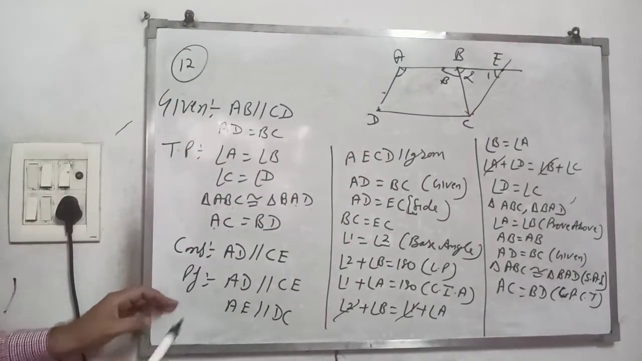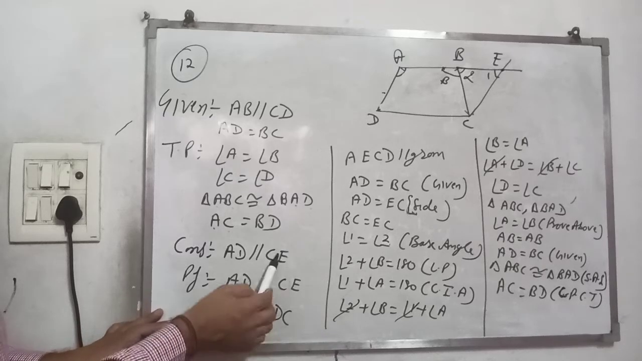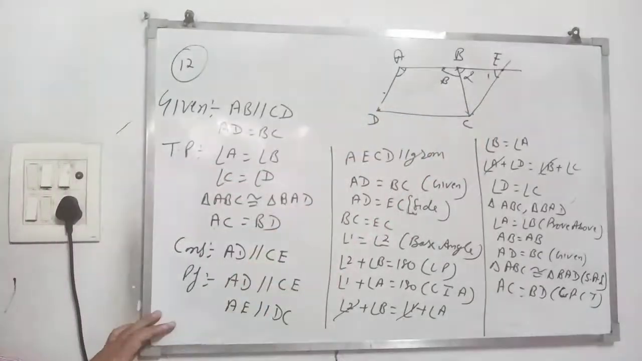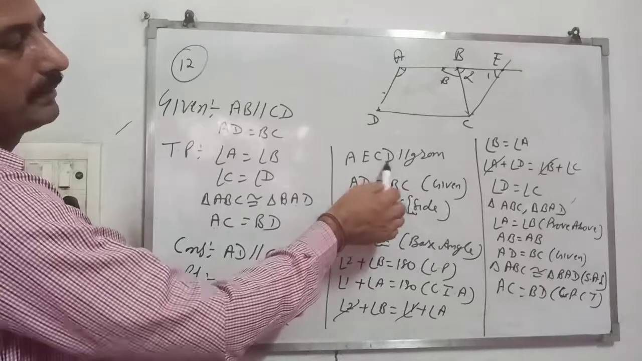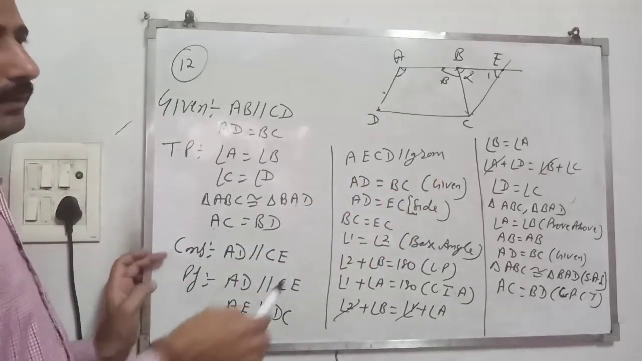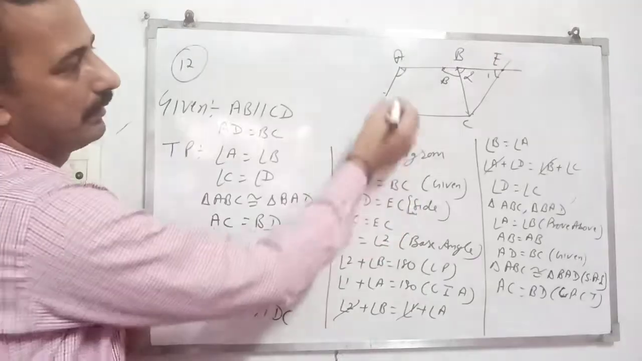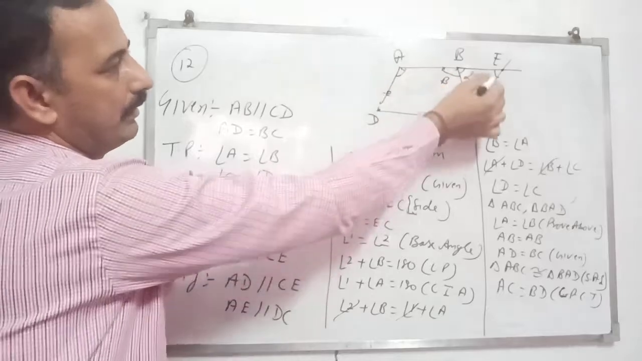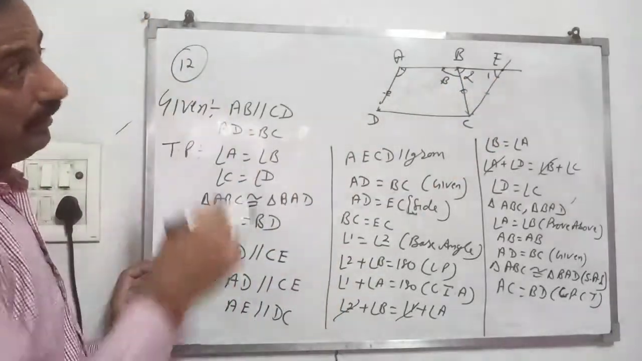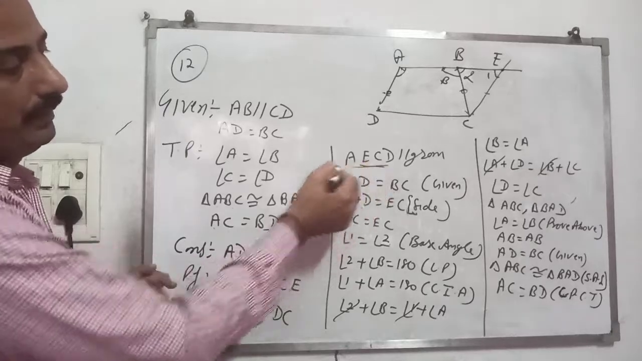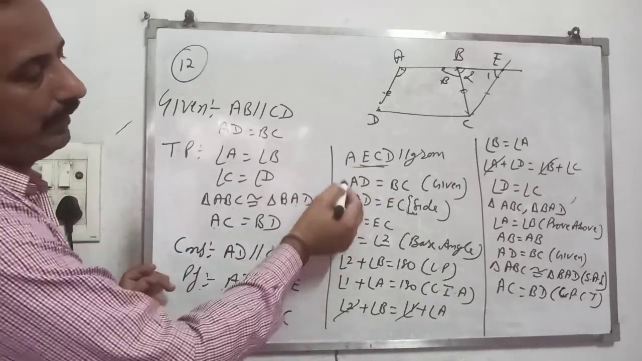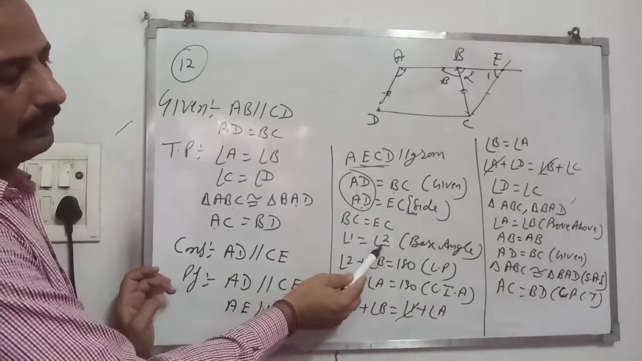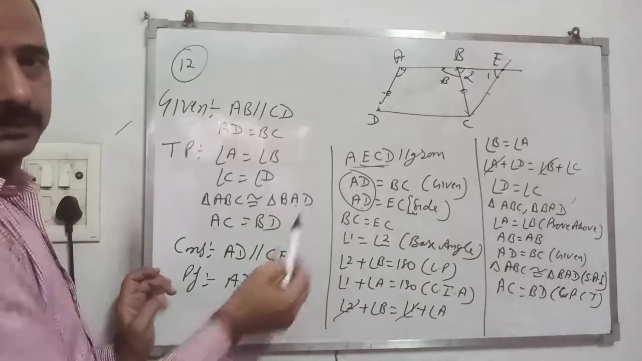Now look at the proof. AD is parallel to CE by the construction, and AE is parallel to DC, that is given, because we extend the AB. So AECD becomes a parallelogram. So AD equal to BC, that's given, and AD equal to EC, that is also equal because that is the side of the parallelogram. So from 1 and 2, AD are equal, so BC equal to EC. So angle 1 equal to angle 2, the base angles are equal because the opposite sides are equal.